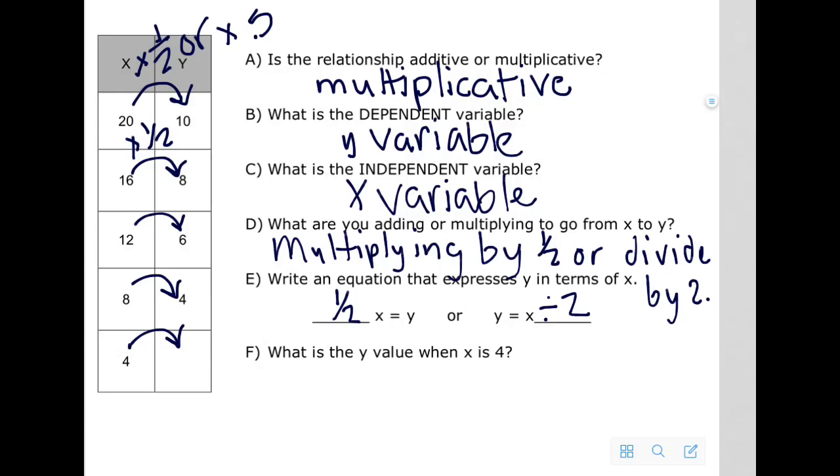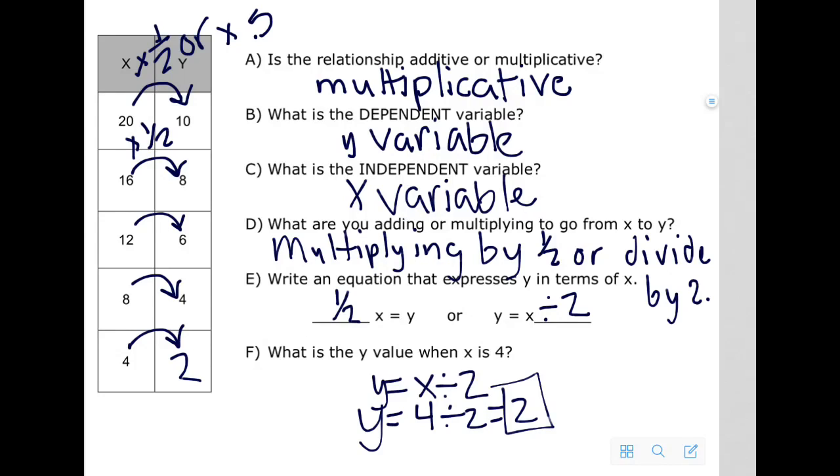So using this information, if I use y equals x divided by 2 and I plug in 4 for x, 4 divided by 2 equals 2. So my answer, when x is 4, y is going to be 2. And all I did here was substitute x for the number 4 and then just solve the equation.